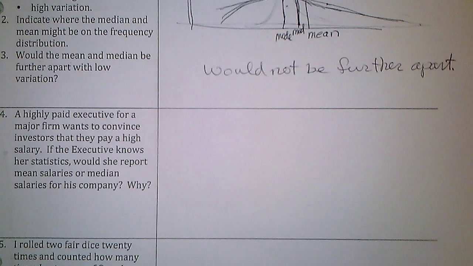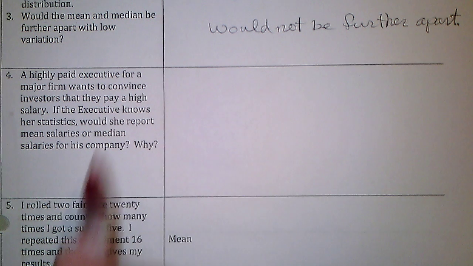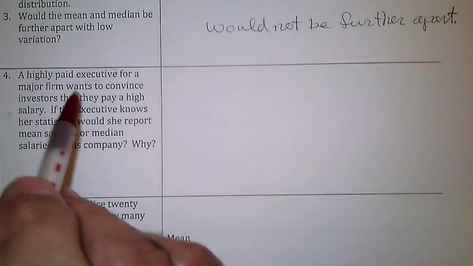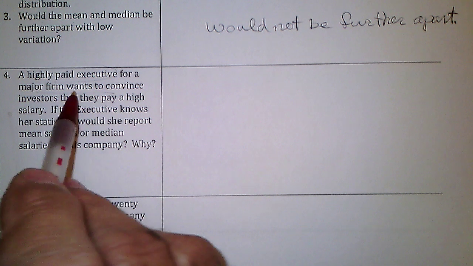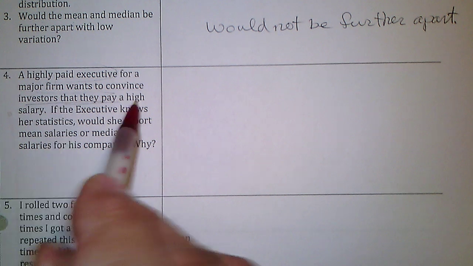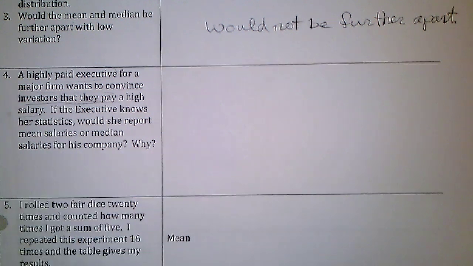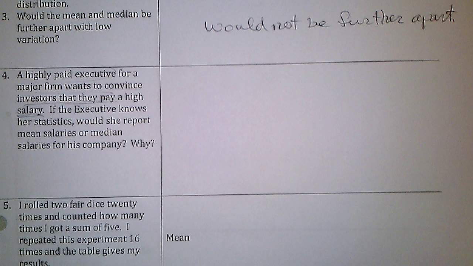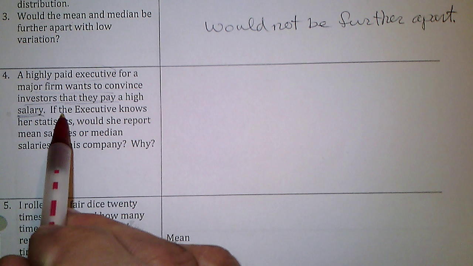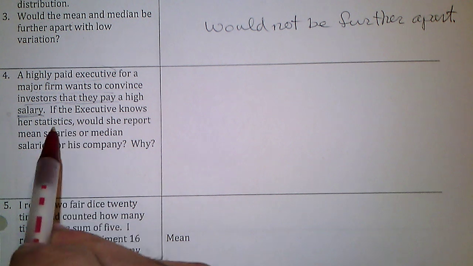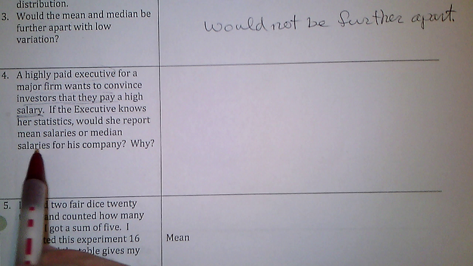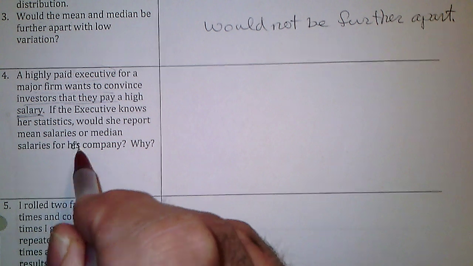Now, a highly paid executive for a major firm, so highly paid executive, that's important, firm wants to convince its investors that they pay high salaries. So he wants to make sure everybody thinks they pay everybody a lot. If the executive knows her statistics, then would she report the mean salaries or the median salaries for her company?